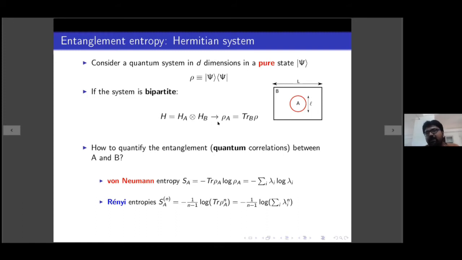And then if you trace out all the degrees of freedom of this subsystem, in this case, if you trace out everything in B, then you get the reduced density matrix for this subsystem. And then, of course, you have different measures of entanglement, and one of the common measures is the von Neumann entanglement entropy, which is defined by this particular formula. Okay, so for this talk, I am mostly concentrating on this von Neumann entropy. So let's not talk about the other measures of entanglement entropy.